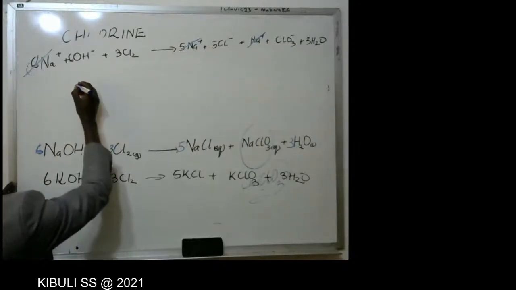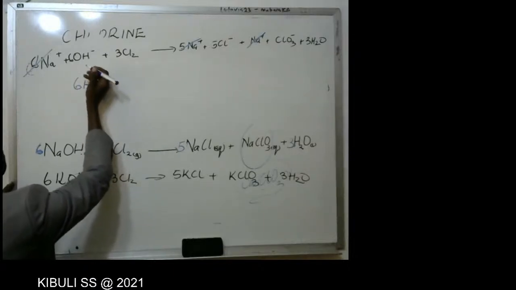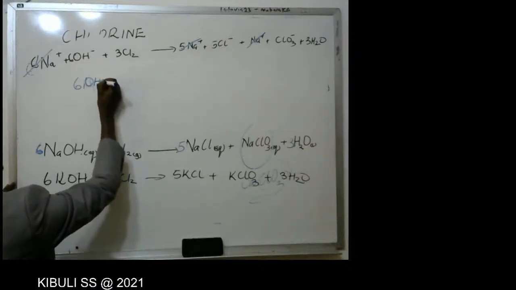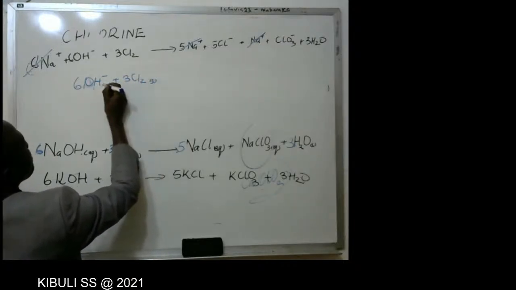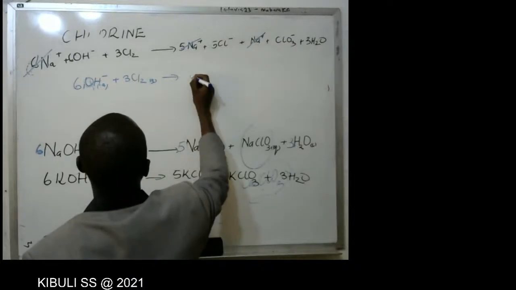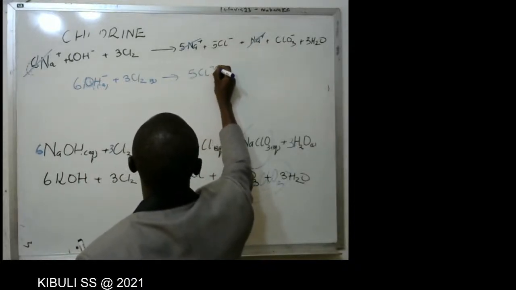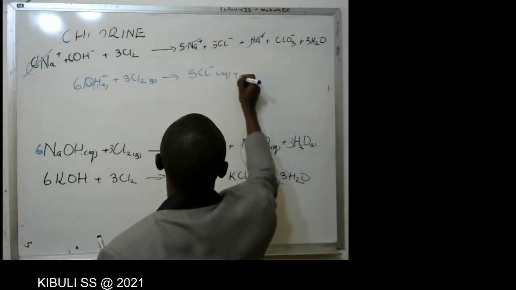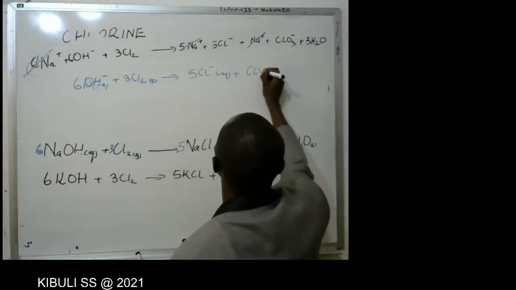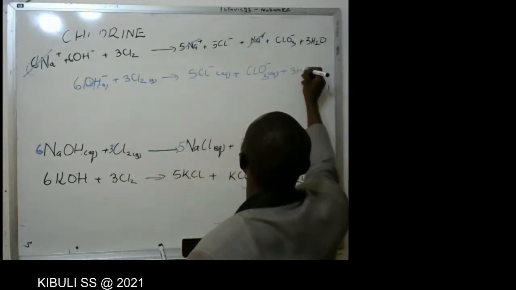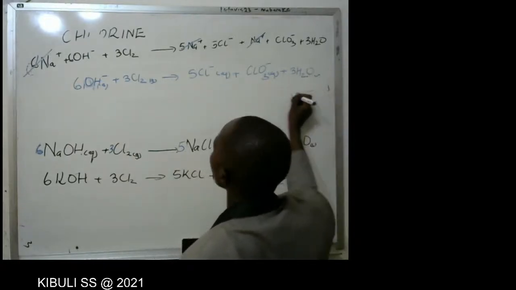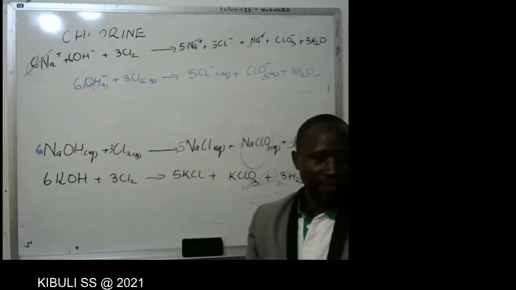So what is our ionic equation? 6 moles of hydroxide ions plus 3 moles of chlorine as a gas. This is aqueous. What does it give us? 5 moles of chloride ions, aqueous, plus 1 mole of a chlorate ion, aqueous, plus 3 moles of water. There are cases where the question demands an ionic equation.